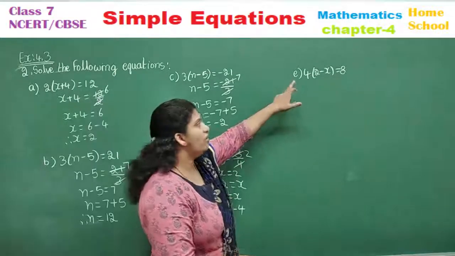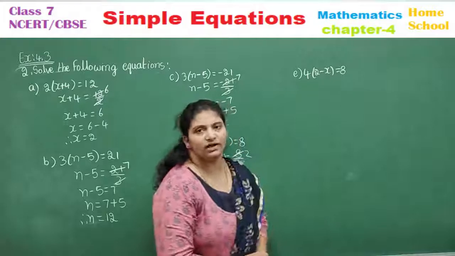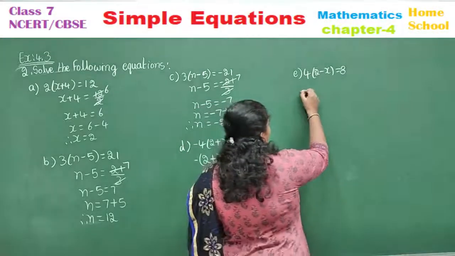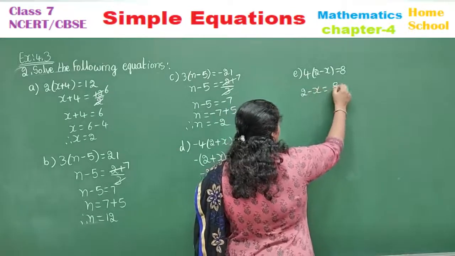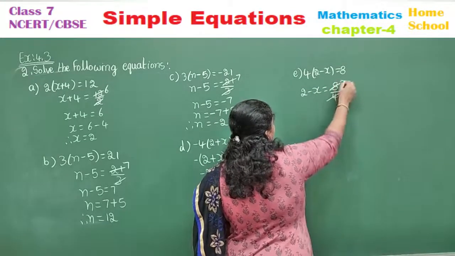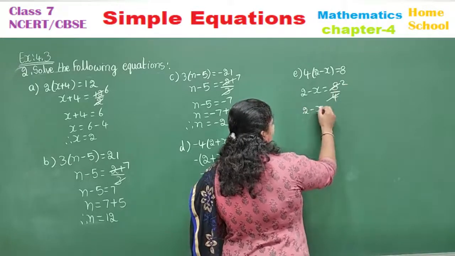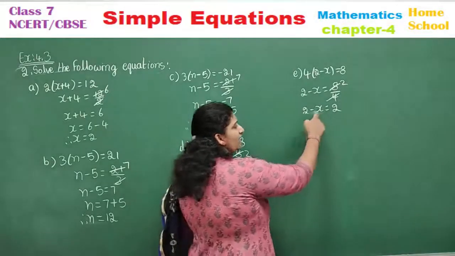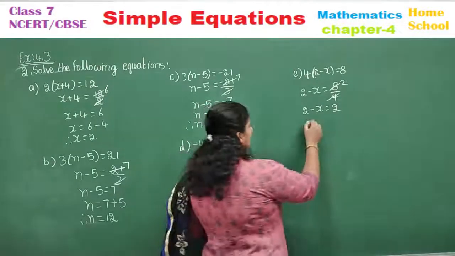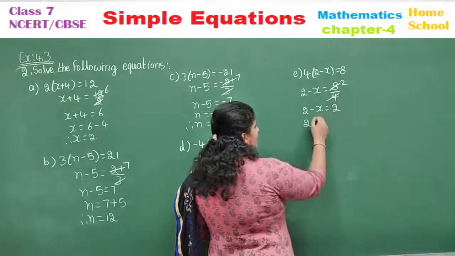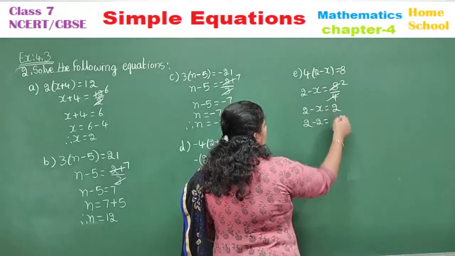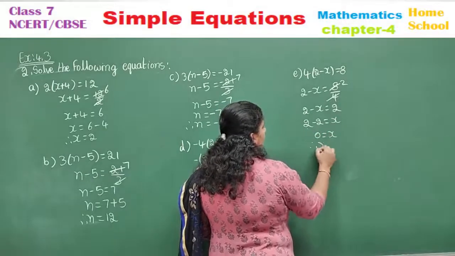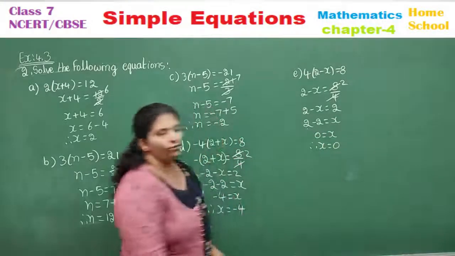E sub-question: 4 into (2 minus x) is equal to 8. 4 is a multiple. Send to the other side, divide. 2 minus x is equal to 8 by 4. 4 2s are 8. 2 minus x is equal to 2. The variable is having a negative sign. So send 2 to the other side and bring this 2 to this side: minus 2 is equal to x. 2 minus 2 will be 0. Therefore, the x value is 0.